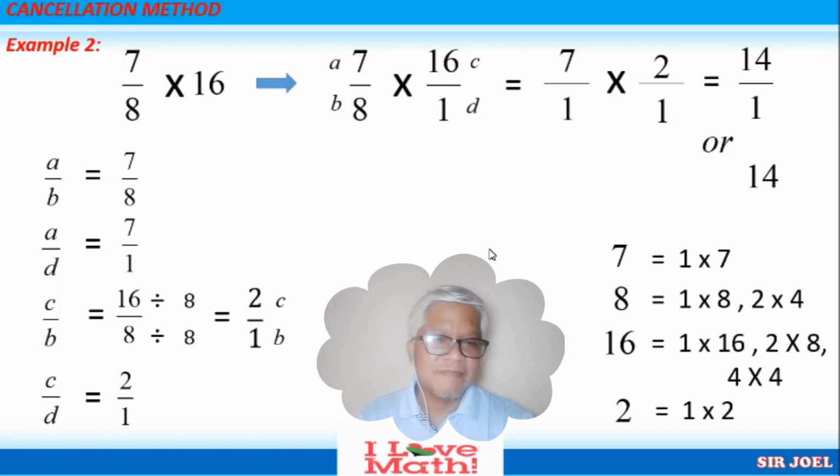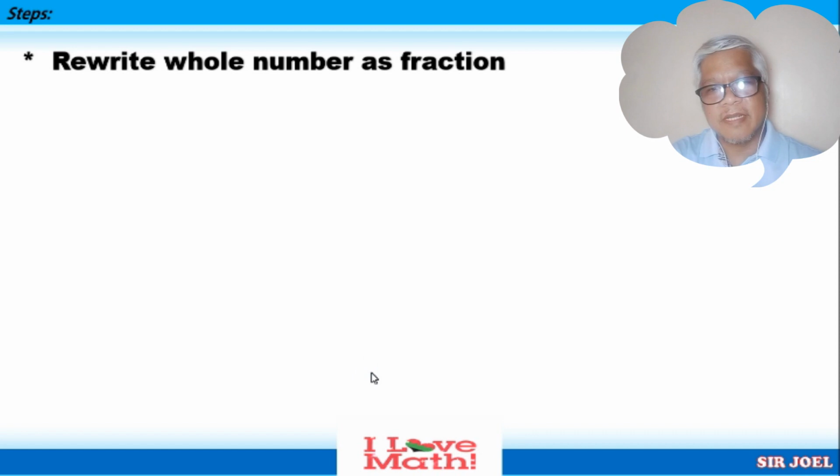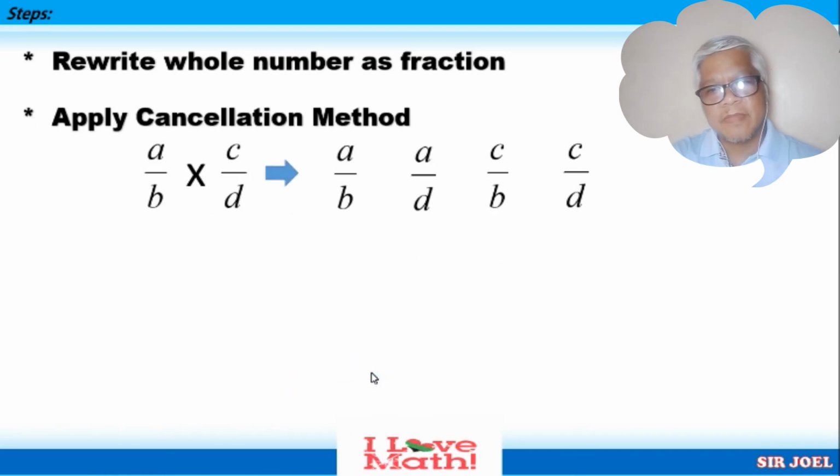That's it. Okay, so what are the steps in solving multiplication of fractions involving whole number? So, step number 1, rewrite whole number as a fraction. Paano nga ulit natin i-rewrite ang whole number as fraction? Lalagyan lang natin ito ng denominator na 1. And then number 2, apply cancellation method. So, wag natin kakalimutan, paano tayo mag-a-apply ng cancellation method? Only if there is a common factor ng numerator and denominator.